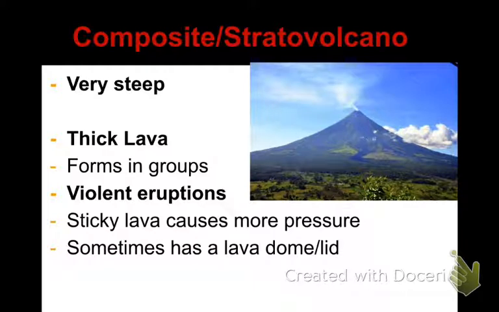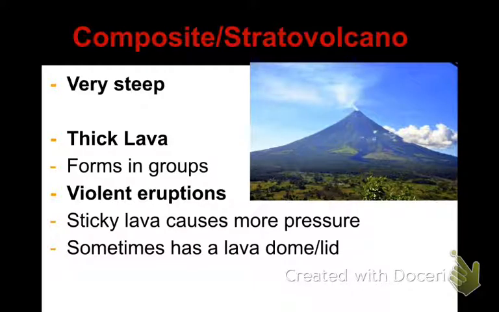This type of volcano has very, very thick lava. It's going to be more like that peanut butter viscosity of lava. Because the lava is thick, it's what causes it to have the most violent eruptions, and that also is something that you need to know. So shield was the least explosive, the least violent. Composite or strata volcano is the most violent eruption.